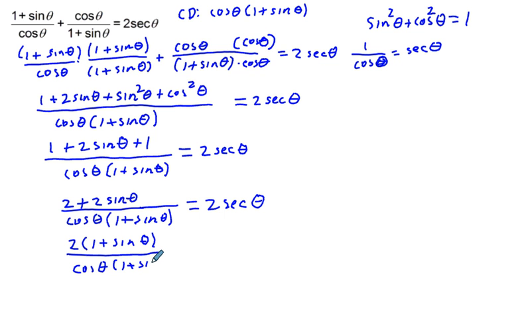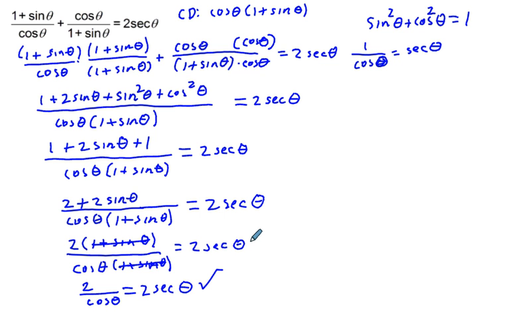What do you notice here? What we have is we can cancel 1 plus sine theta in the numerator and the denominator. So we have on the left here 2 over cosine theta. And using our reciprocal identity, that's going to be equal to 2 secant theta. So that'll check out to be our correct answer. So we've verified this identity, and really that's all there is to it.